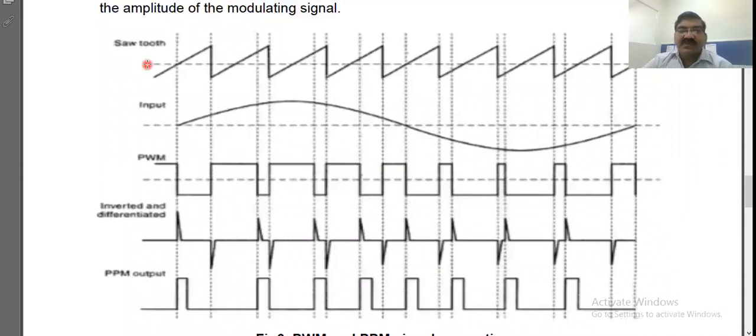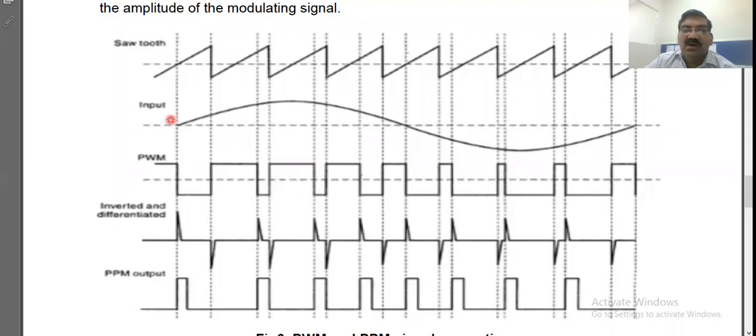Now, as we mentioned here, this is the sawtooth wave with a fixed interval. You can see in the sawtooth the amplitude is increasing. This dotted line is your reference. Below that is the negative half cycle, and the positive half cycle is here. Again below is the negative half cycle, then the positive half cycle, and again this sawtooth waveform is there, continuous. And the input, that is the modulating signal, we have taken as a simple sinusoidal waveform.